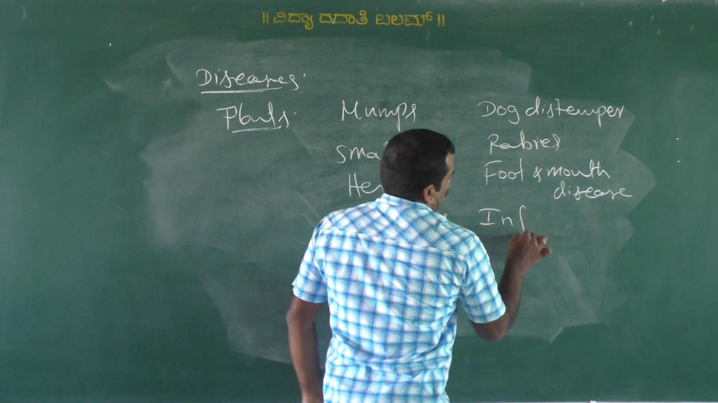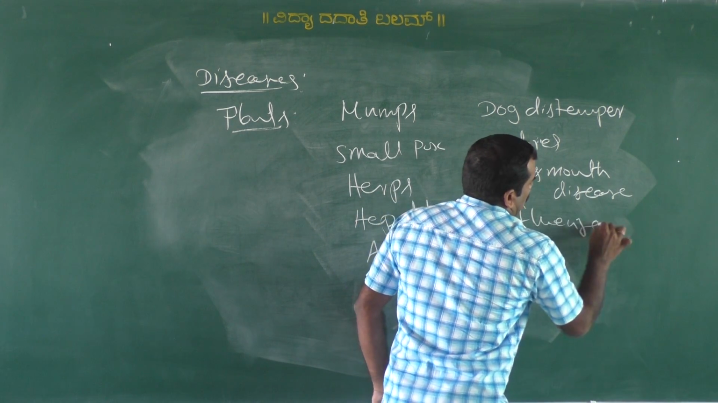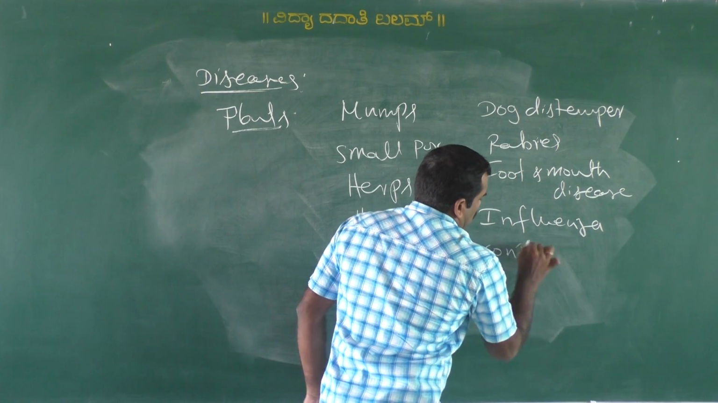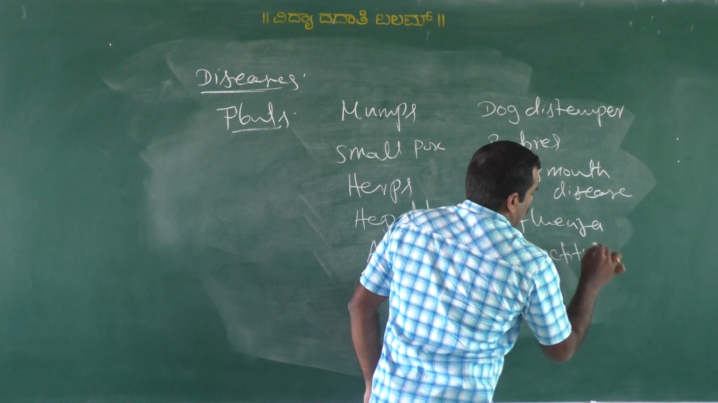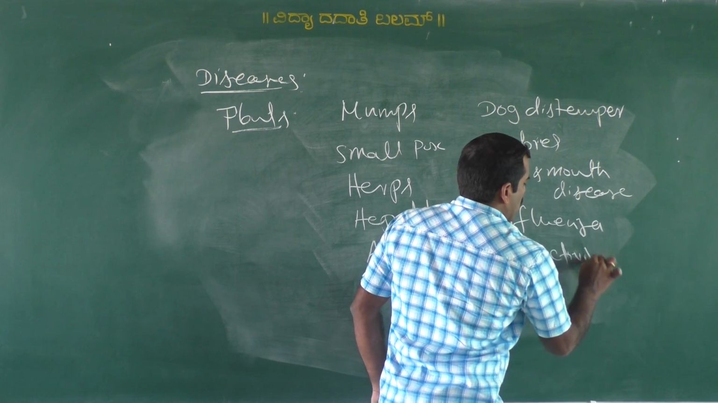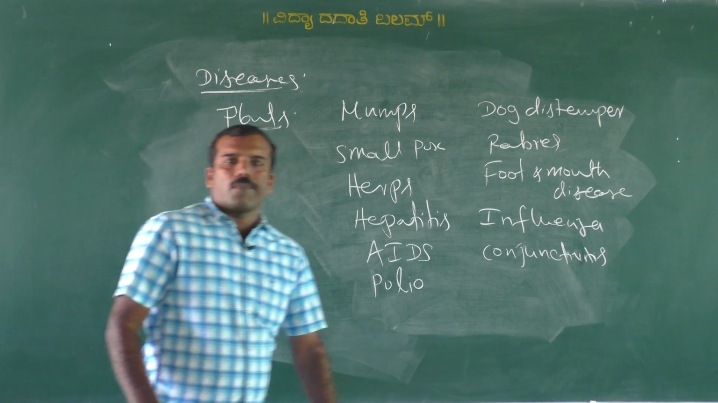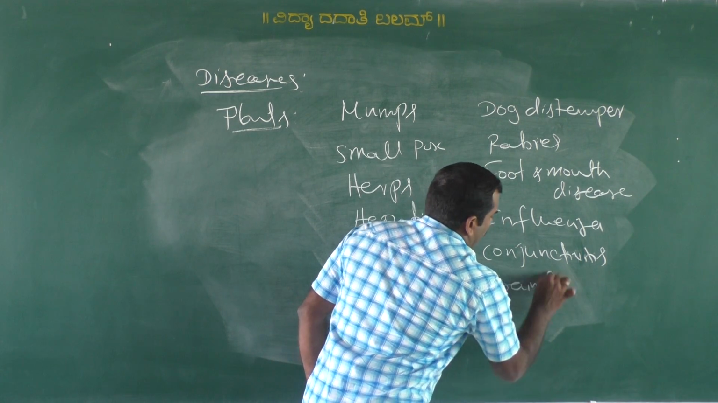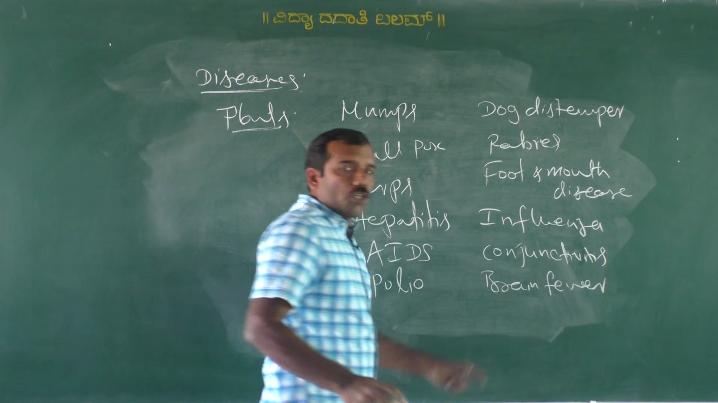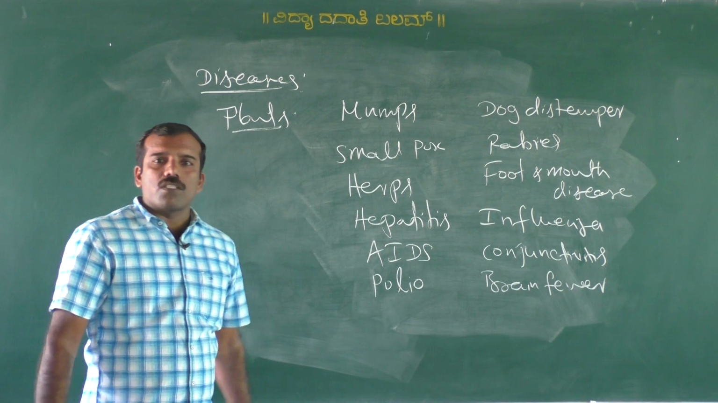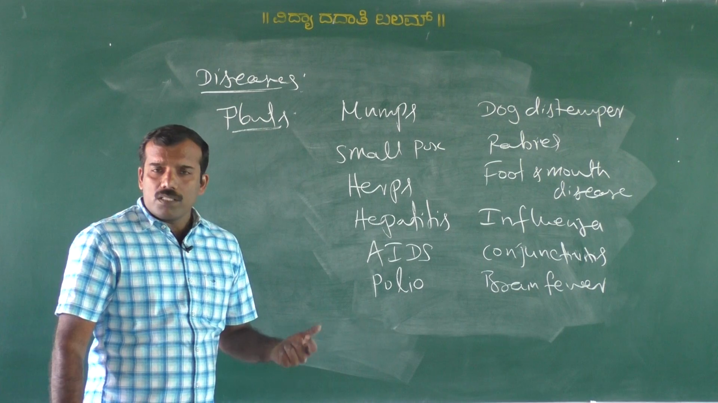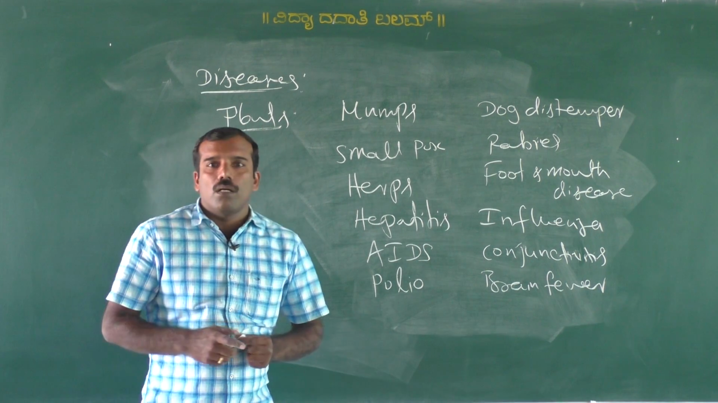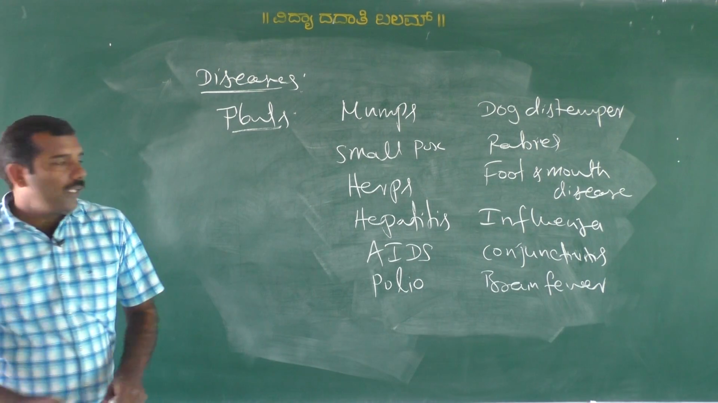Influenza, conjunctivitis, brain fever. So these are all different diseases caused by the virus to animals and also humans. Is it clear? This is about virus.